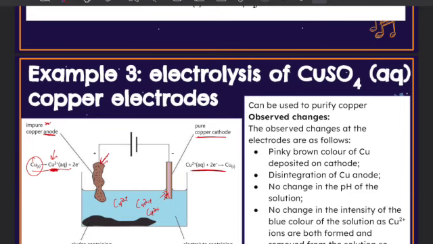So some observed changes. Well, on the cathode, we would actually get some copper being deposited. That makes sense because copper solid is being formed. And no change in pH of solution this time because I'm just dealing with copper and copper. No change in the intensity of the blue color because the ions that I'm forming here are replacing the ions that are being used from the CuSO4, coming from this impure copper anode.